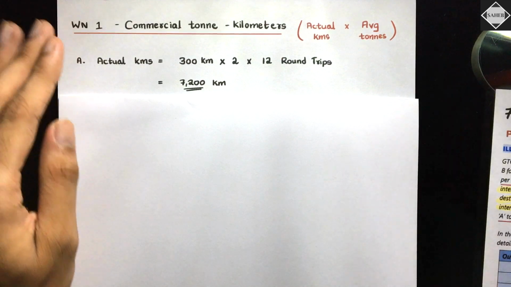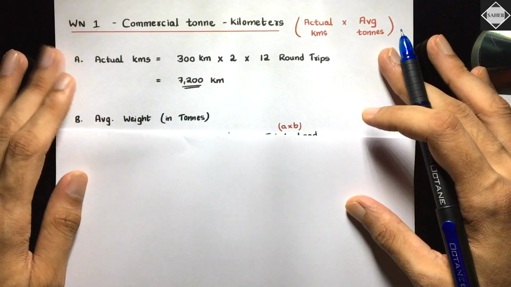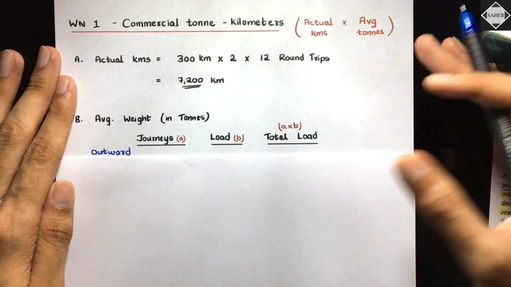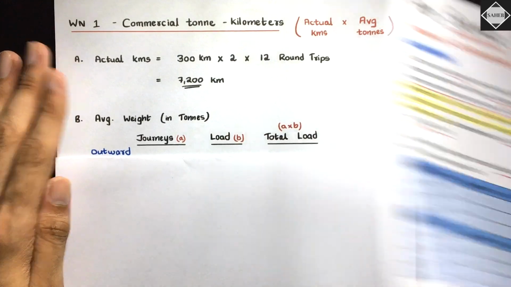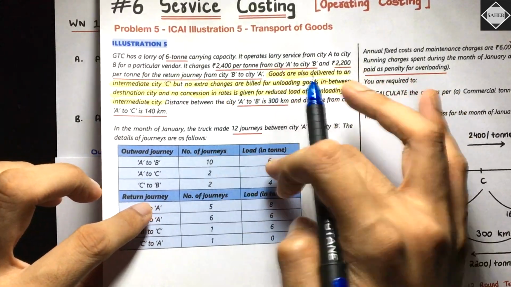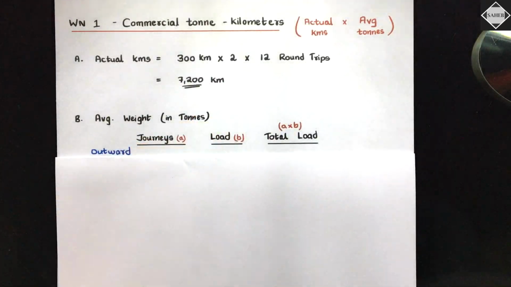So the same thing you have to take over here. See here, average weight we are calculating. Journeys load is given now. You have to just multiply these two, right? You will get the total load.